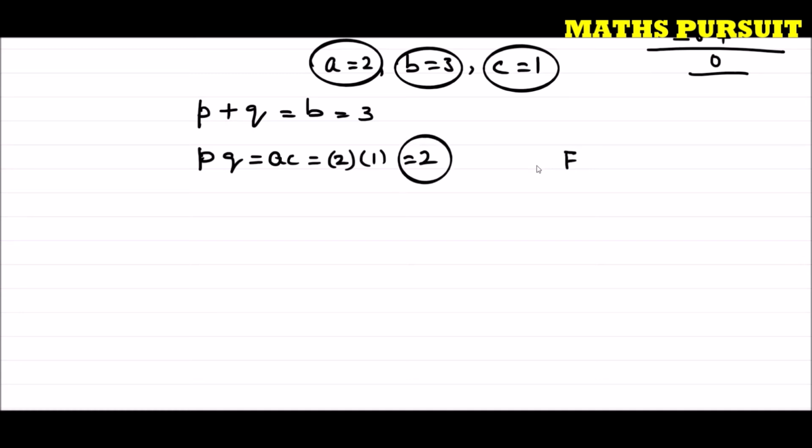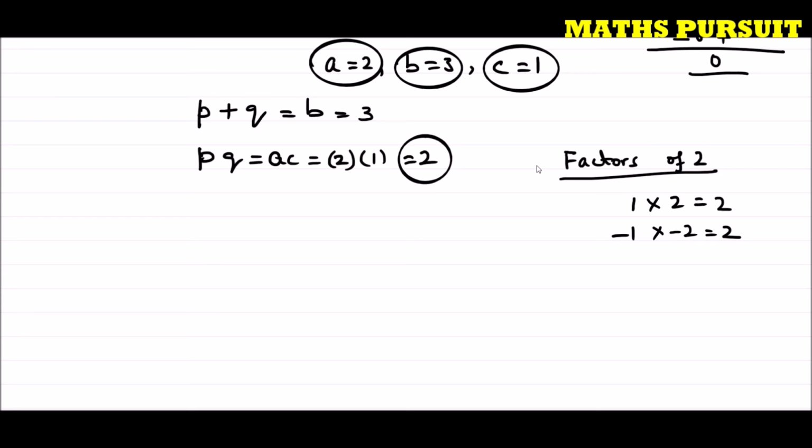We very well know how to factorize quadratic polynomials. So we are going to find the factors of 2. The factors of 2 are very simple: 1 into 2 is 2, and minus 1 into minus 2 is also 2. That means we got these factors.